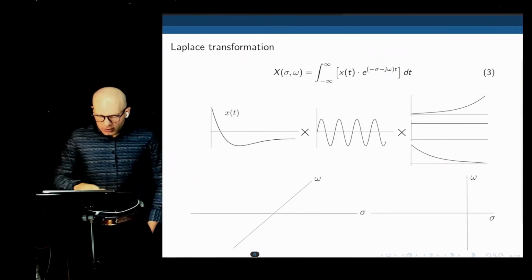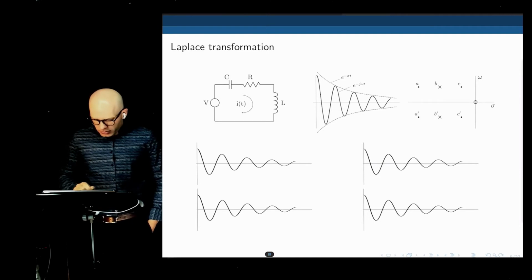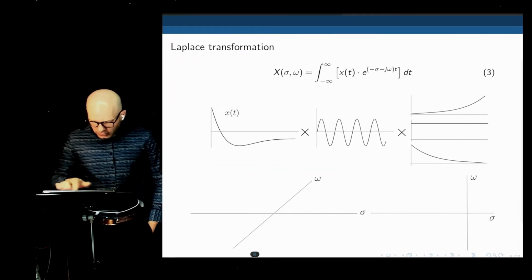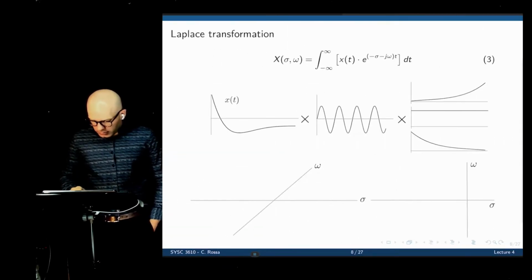So let me give you an example. I'm going to go a bit off script here. Let me use the whiteboard instead, but you can annotate what we're going to talk about here on slides, so just give me a second.